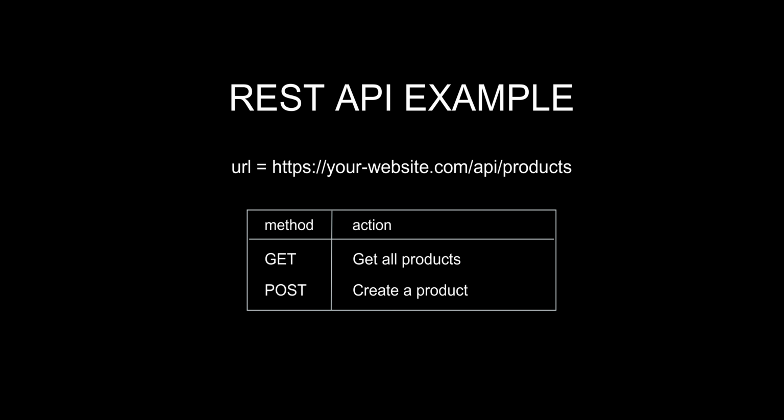So /products with the GET method will get all the products. The same /products URL, but with the POST method will create a product. So the URL is the same, but depending on the request method, the actions are different. As a backend developer, we need to perform the action depending on the request method.